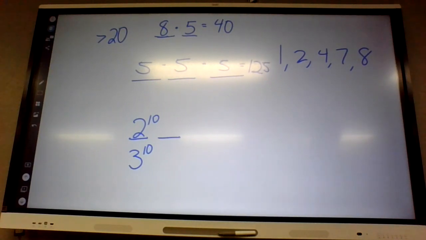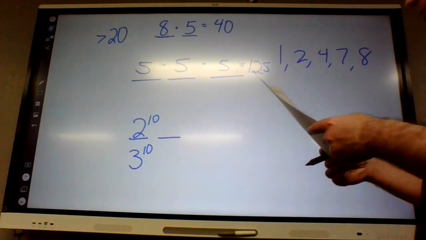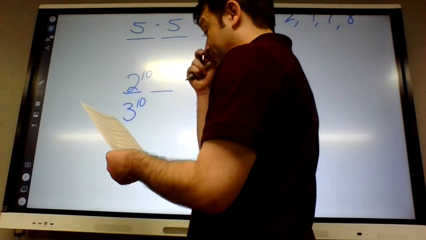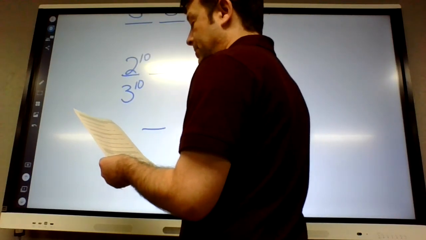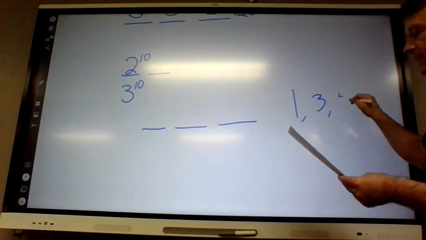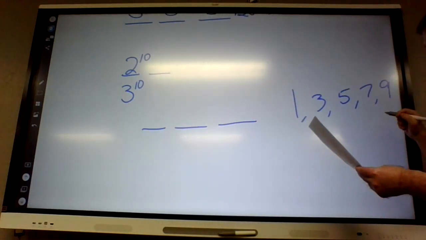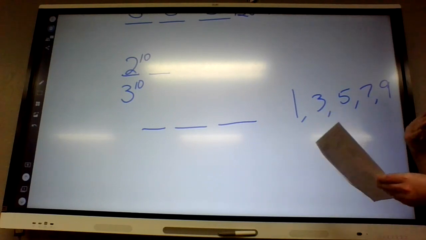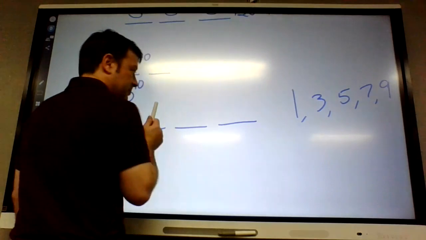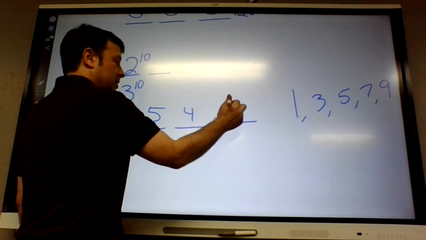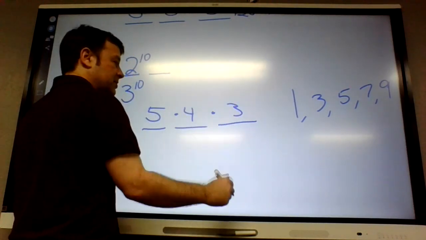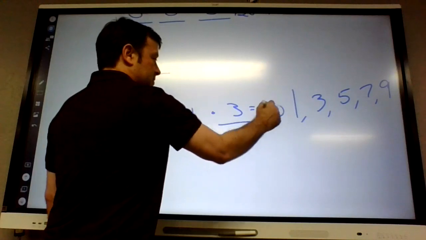Okay, number 17. How many ways are there to write a 3-digit positive integer using the digits 1, 3, 5, 7, and 9? So it's almost the same as 15, but this time you can't reuse a digit. So how many possibilities would there be for the first spot? 5. How many for the second spot? 4. Third spot? 3. There's a countdown one because you can't reuse digits. 60 possibilities.